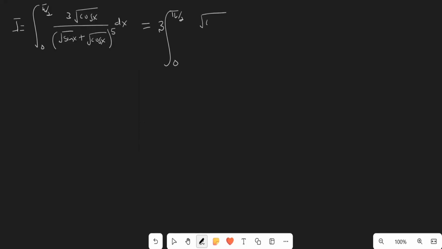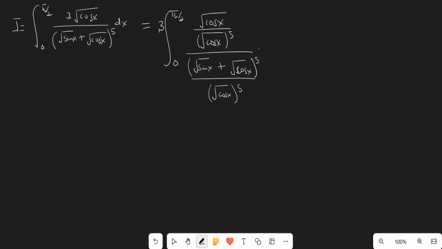And then I'm going to divide the numerator, which is the square root of cosine of x, by the square root of cosine of x raised to the power 5. And I'll do the same thing to the denominator, which is the square root of the sine of x plus the square root of the cosine of x. This one is raised to the power 5, and I'm going to divide that by the square root of the cosine of x raised to the power 5 as well to maintain equality. So this is 3 times the integral from 0 to pi over 2 of this one.